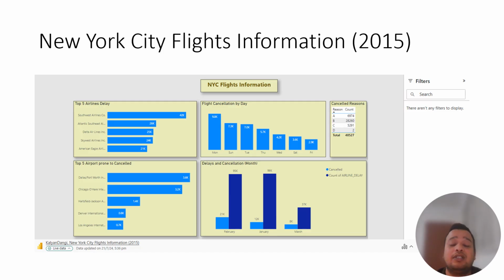totaling 3,578 flights. Monday had the highest number of flight cancellations at 9,823, while Friday had the lowest at 2,000. And also January saw the largest divergence between delays and cancellations, with the delays being 83,969 higher than the cancellations.